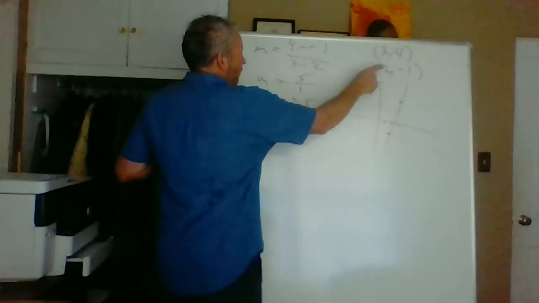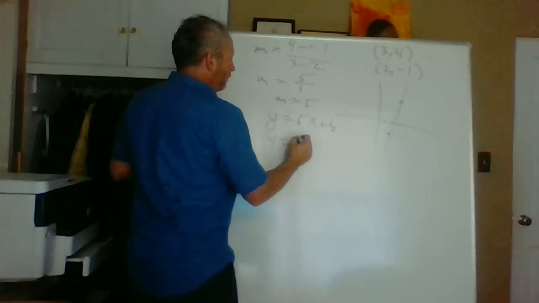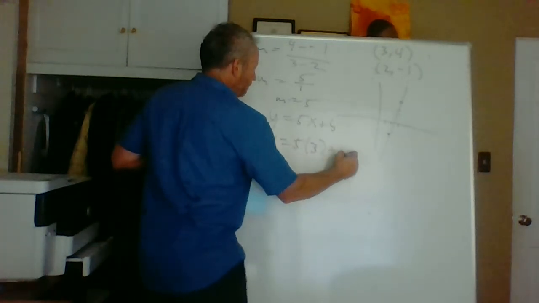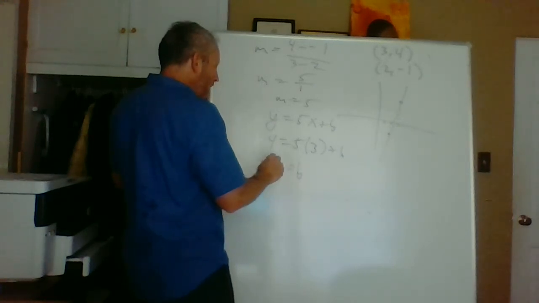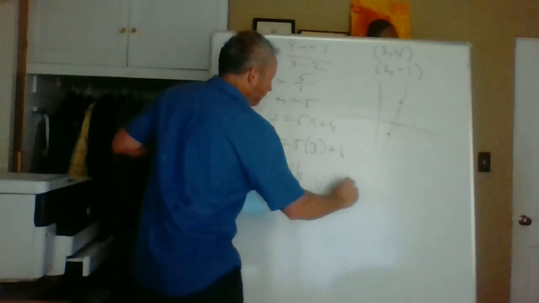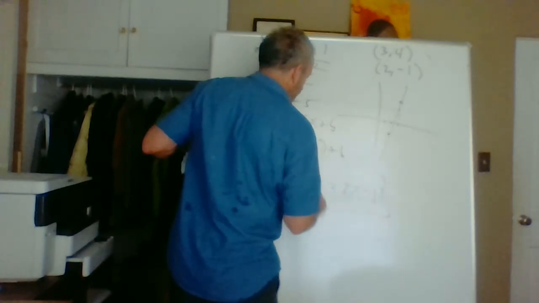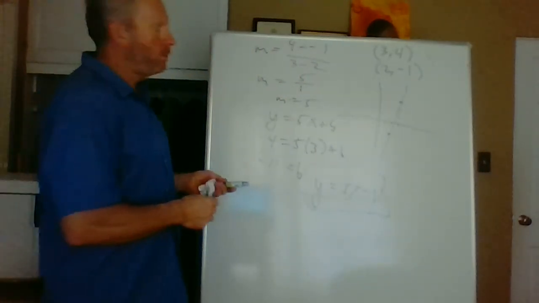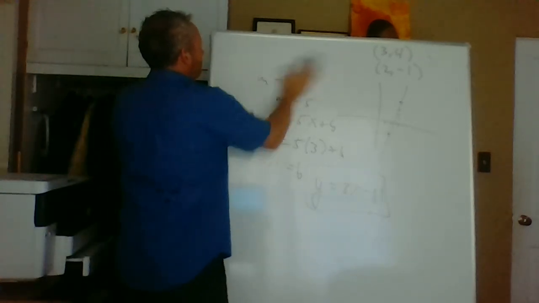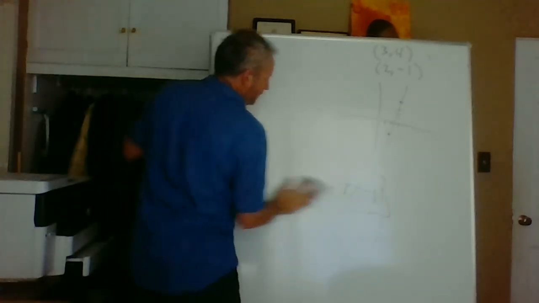What's b? Let's take a point here. I'll take the first one. The y coordinate is 4. The x coordinate is 3. That's 15. Subtract 15 from both sides, and we'll get -11. So y equals 5x minus 11. Okay, so that was number 21. Almost to the finish line.